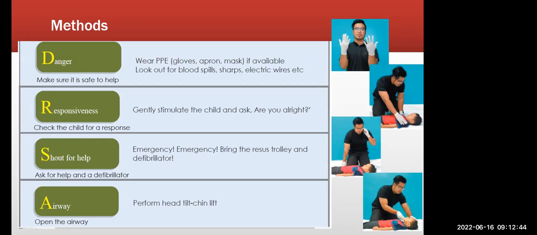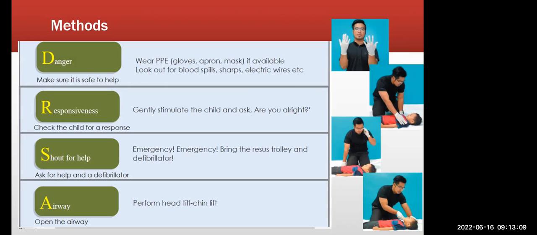Next is responsiveness. So we need to check whether the child responds. Just ask, are you alright? Okay, and then shout for help. So we need to ask anyone there for help and bring a defibrillator.